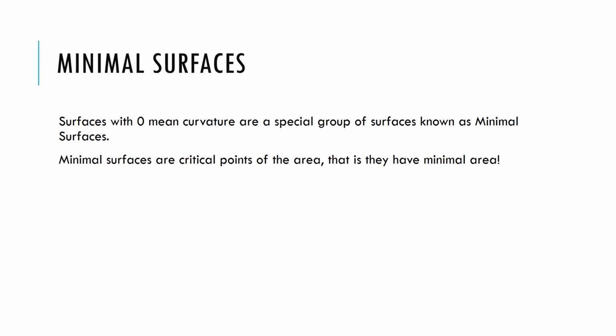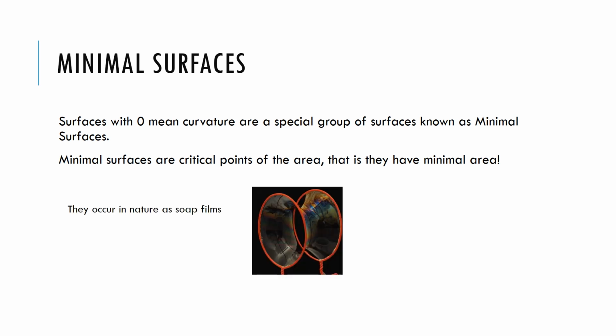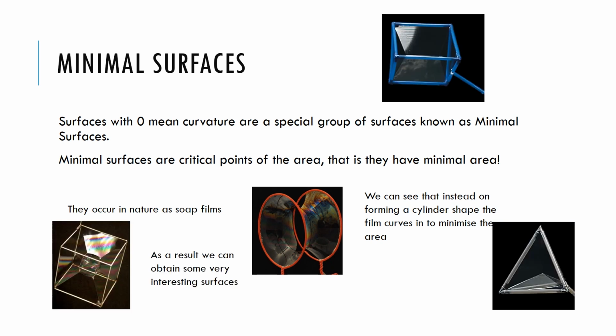Minimal surfaces have minimal area. These can be illustrated by soap films. As can be seen in the first image, instead of creating a cylinder shape, the film curves to minimise the area. This has been a brief overview of curves and surfaces, from plane curves to minimal surfaces. There is much more to explore.